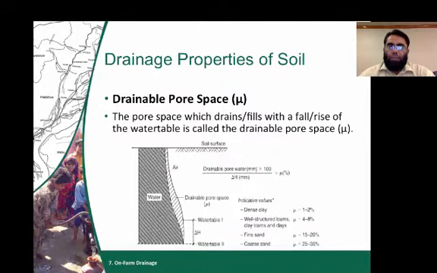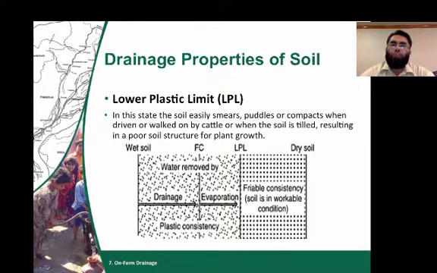Okay, the next is drainable pore space. This is basically the pore space which drains or fills with the rise or fall of the water table. And you see the formula for drainable pore space here, and this also depends on the property of the soil. If you have coarse sand, it has 25 to 35% drainable pore space, whereas dense clay has only 1 to 2% drainable pore space.